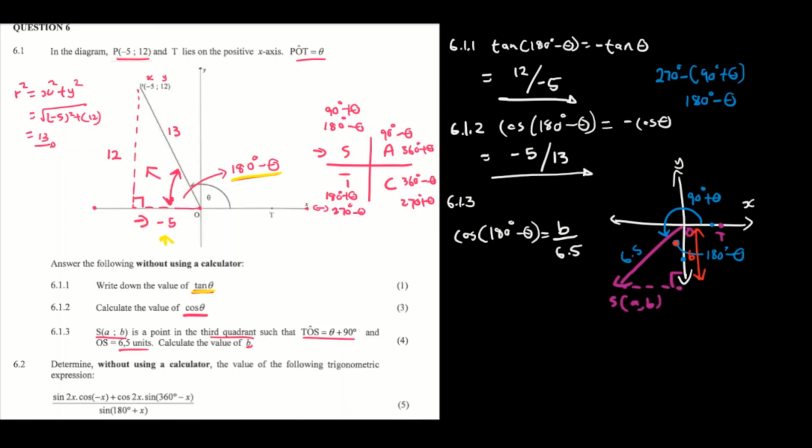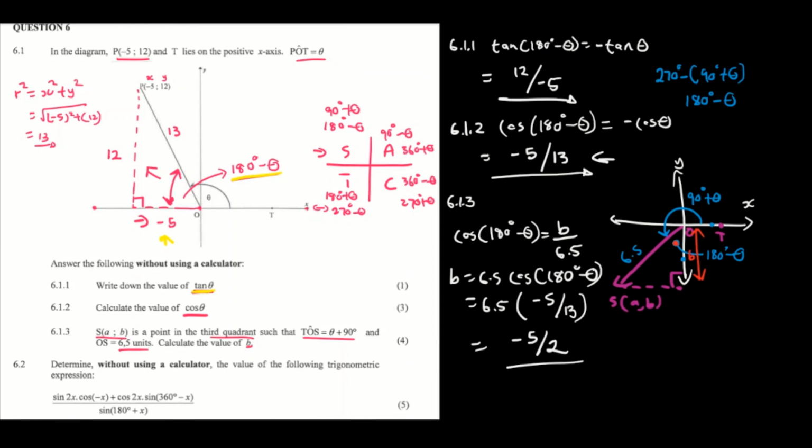Because we want to find B, you're going to cross multiply. You will have B equals 6.5 cos of 180 degrees minus theta, right? So you'll write your 6.5, but what is cos of 180 degrees minus theta? We did calculate it here previously, and we got minus 5 over 13. So you're just going to substitute that minus 5 over 13, right? Then you're going to punch your calculator, and the answer that you're going to get is minus 5 over 2. So this is the solution for the B value, which is on the y-axis.